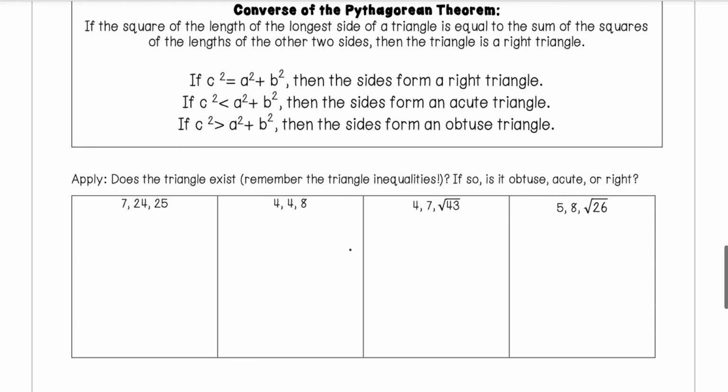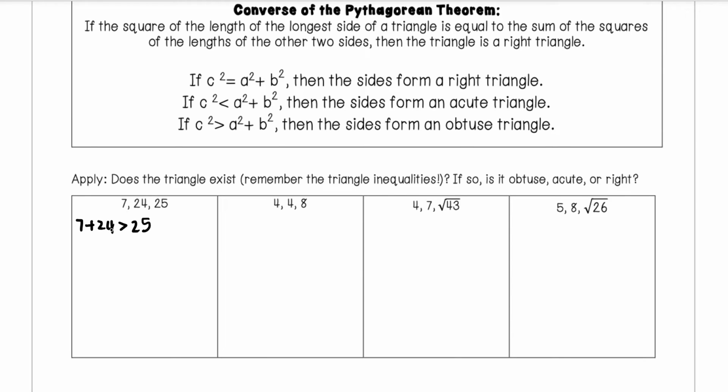So we first need to, when we try these, check, does the triangle exist? So we need to check our triangle inequalities. Once we know whether the triangle exists, then we can test to see whether it's right, acute, or obtuse. So these are my three sides. Just to check to see if this makes a triangle, remember we have to add 2 of the sides and make sure that it's greater than the third.